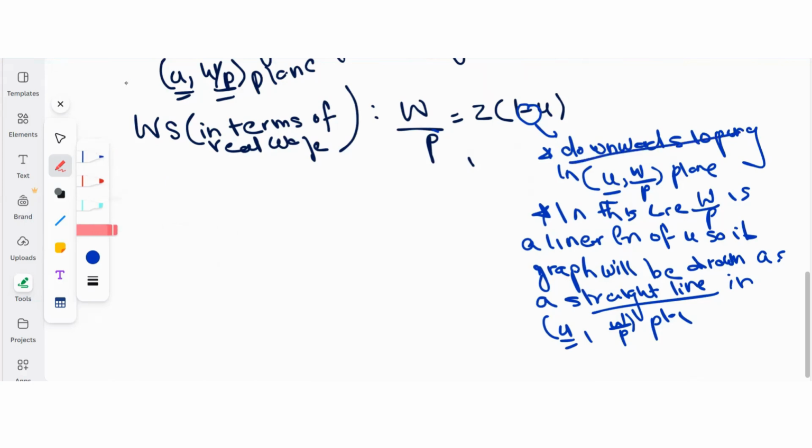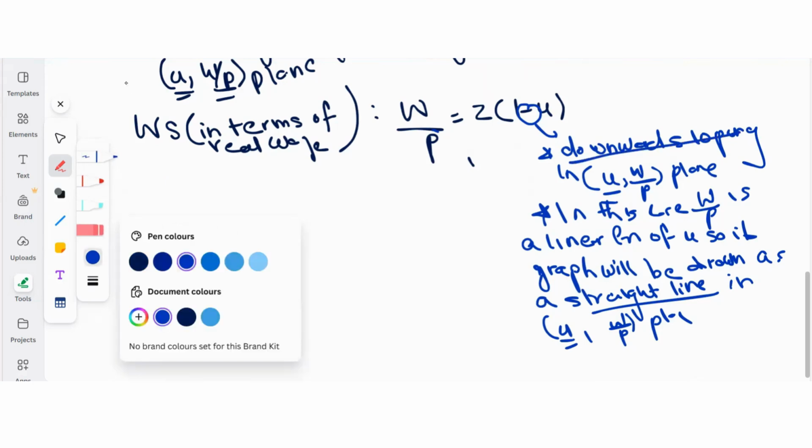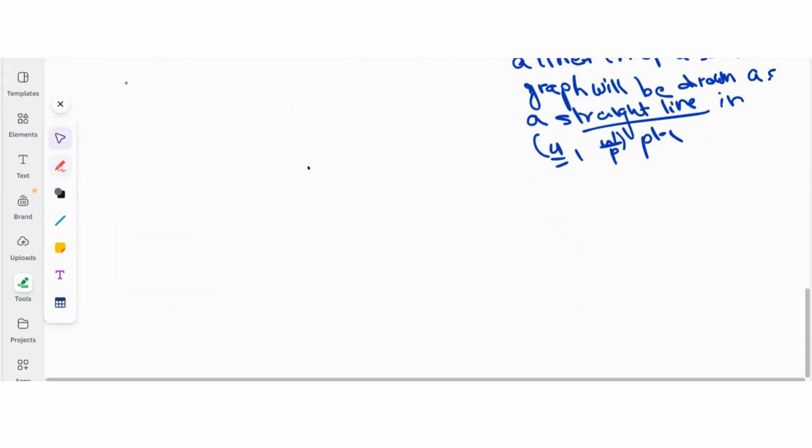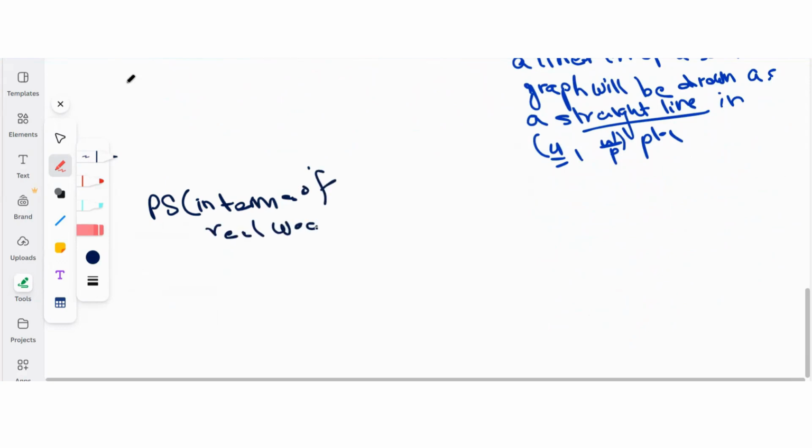Now let's go back to our PS equation in terms of the real wage. The reason we expressed it in terms of the real wage is that it makes it easy to graph, because when you're graphing it, you have the real wage on the vertical axis. So it's helpful to have that variable on the vertical axis. Now this is the equation of the PS curve.